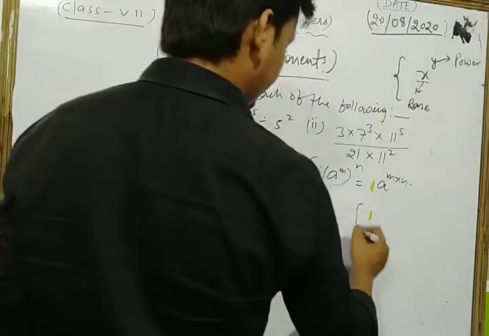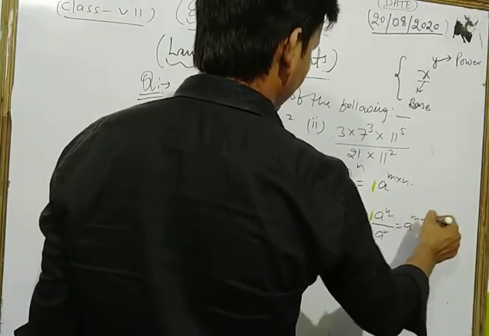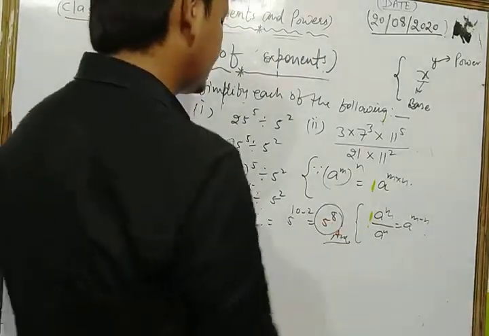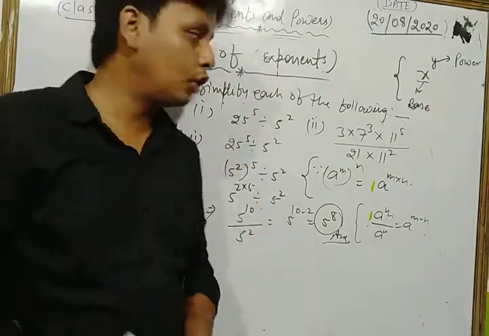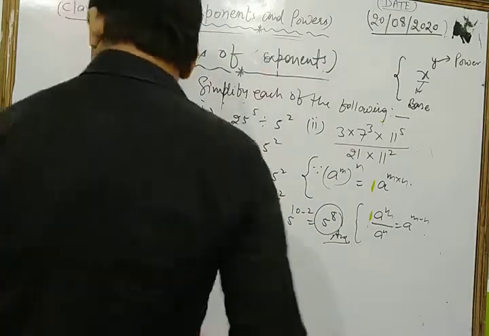Okay, because here we apply the concept a to the power m upon a to the power n, we write as a to the power m minus n. So this is our final answer. So dear students, in this way you can solve that type of questions. Now we take the second part of this question and solve it. Okay, let's see.